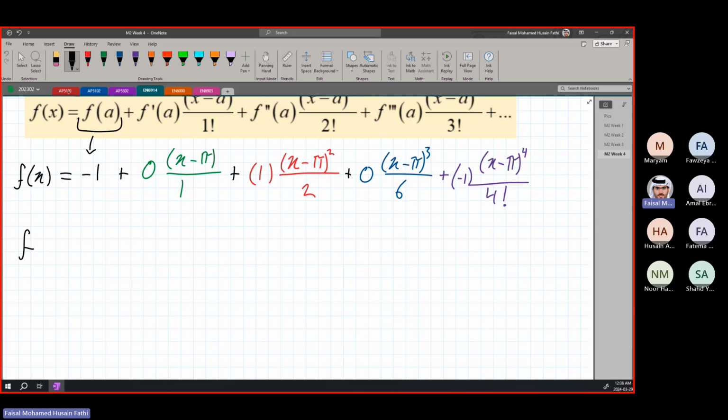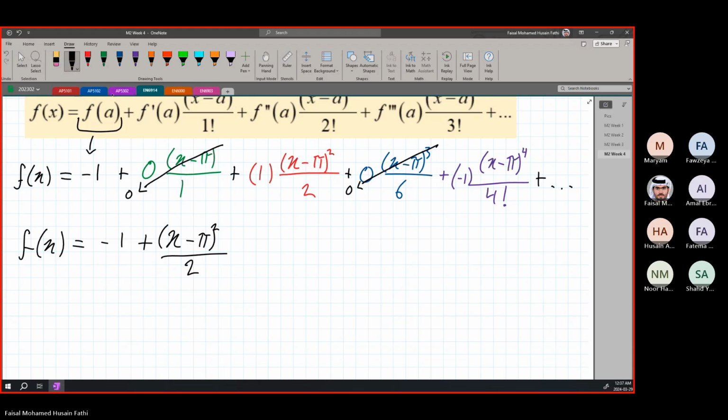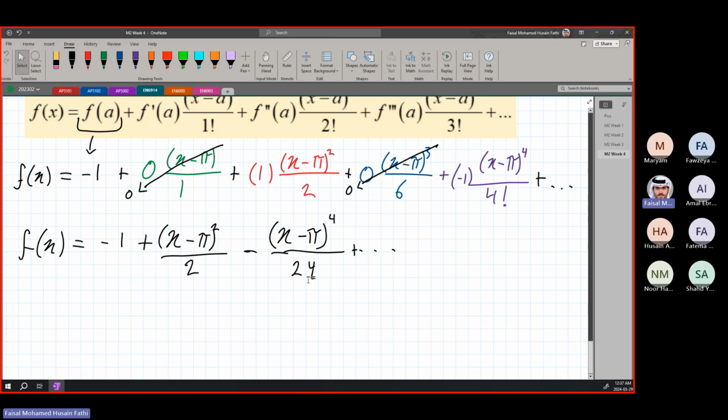Now, if we just simplify this, of course, this is plus continuing. So f of x is equal to -1 plus 0, so this is all going to be equal to 0, so it's not going to be written down. Then plus 1 times x minus pi squared over 2. Plus, again, 0. This whole thing goes to 0. So plus -1 becomes minus x minus pi to the power of 4 over 4 factorial. And it is going to be continuous, and it will continue forever. 4 factorial is simply 4 times 3 times 2, which is 24. And that's it. This is how you will solve this question.